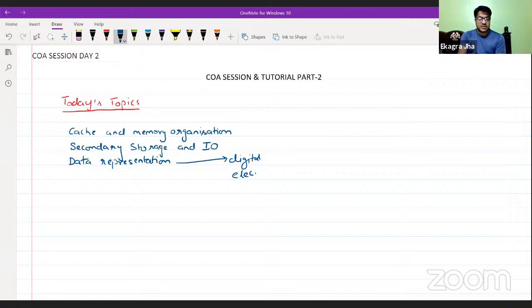Among all of those, cache memory and memory organization are the most important. IO and secondary storage are also mildly important, but for data representation, you will find most of the questions in digital electronics, and so many questions about fixed point and floating point representation, especially the floating point representation, that is the IEEE 754 FPR format. So you will find a number of questions about that.